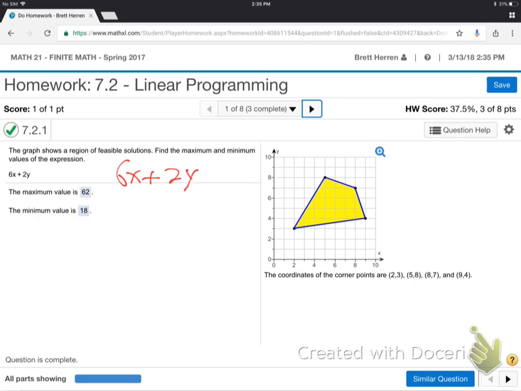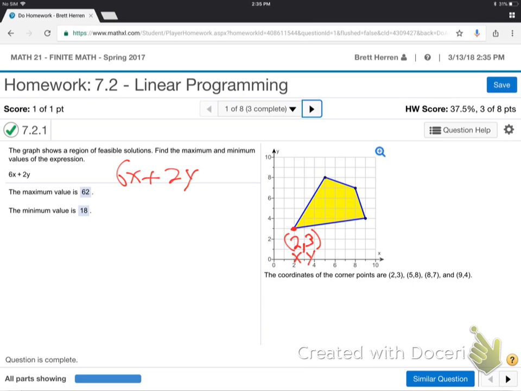So here we go. They're giving me that function, and they're saying, hey, the graph shows, find the max and min values of the expression. So what they want me to do is find the coordinates of all those corners, like this one right here. What's the coordinates of that? X comma y, sort of thing. Remember that? Which one is that? That's over 2, up 3. X, y. Remember the x is over 2, up 3. Everybody see that? Remember x is over, y is up.